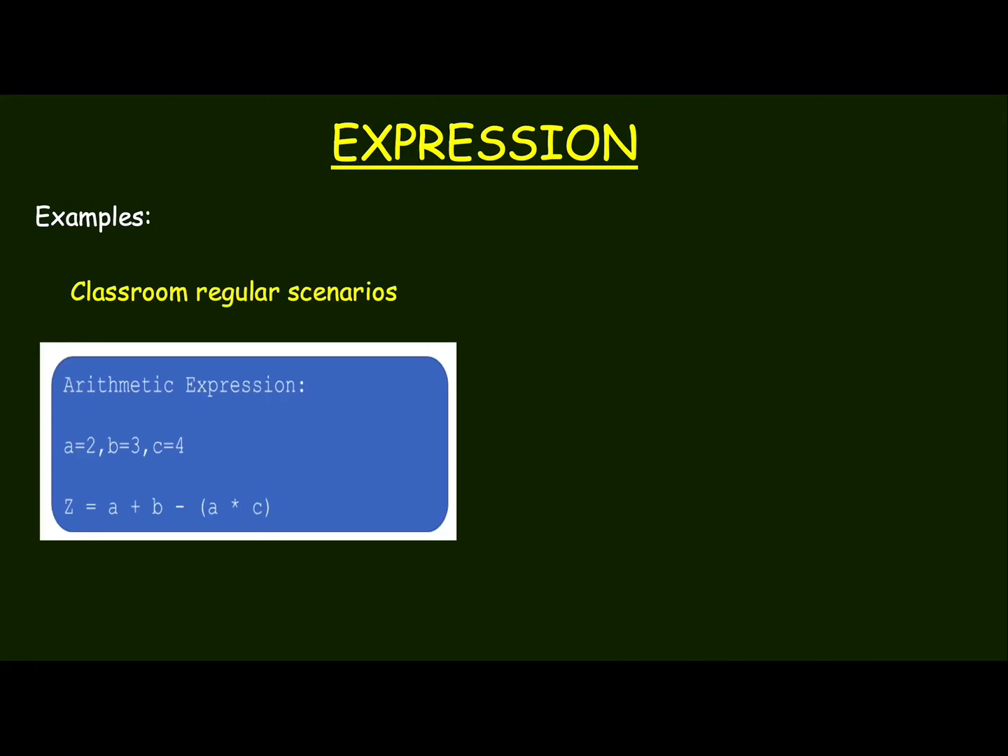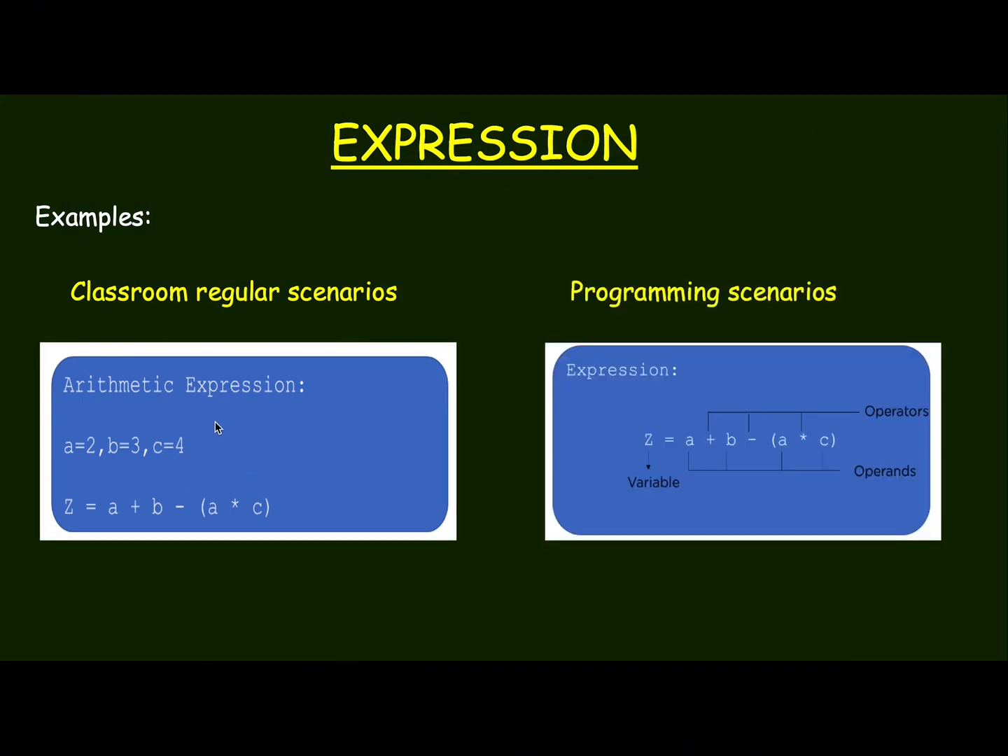Now, in the classroom scenario, we have this as an expression. We normally give this to our kids to work on, where you assign a value to a letter. You attach this to this and this, and so when you give them the expression or the equation, they should just do what is called substitution to get the answers. So this is the classroom type of arithmetic expression. Now let's look at the programming expression.